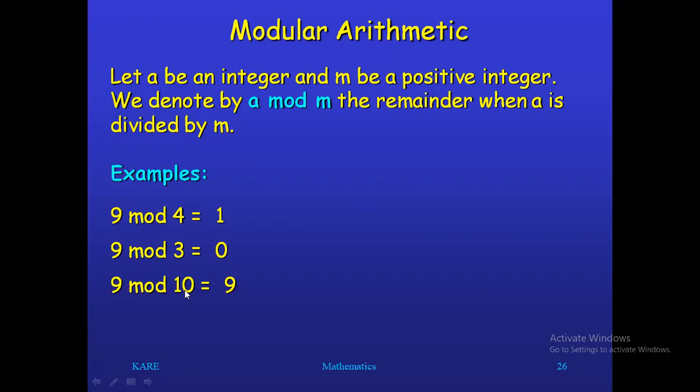Nothing else, there is no possibility at all. So 9 cannot be divided by 10, so I write the answer as 9 alone. So A mod M is equal to A if M is greater than A. Only if it is getting divided can I write a remainder, but here there is no possibility at all, so we are writing the number as it is.